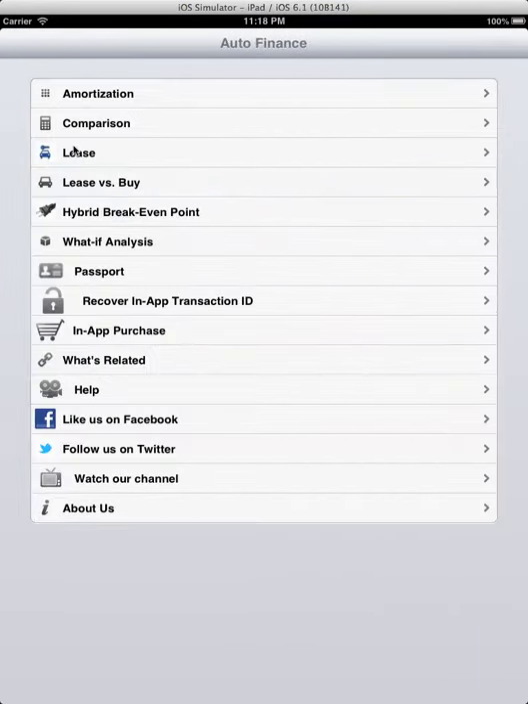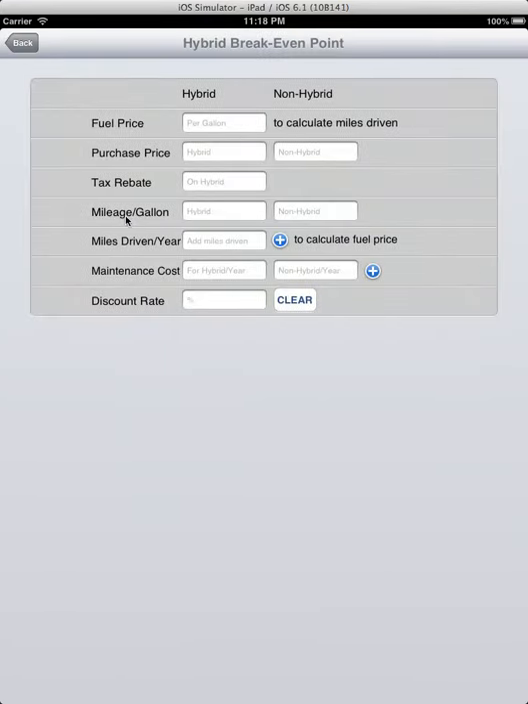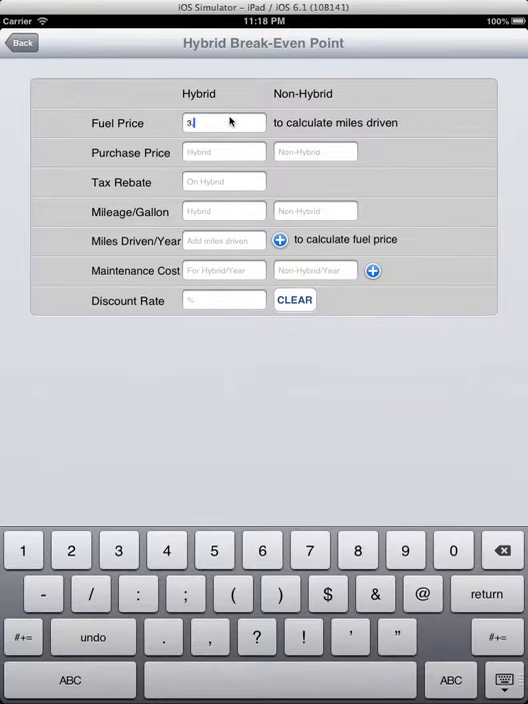And now let us analyze hybrid break-even point. There are two things we can calculate. One is the fuel price, another is the miles to be driven. Say fuel price is 3.7, purchase price is 37,000 versus 30,000. Now say rebate is 2,000 and mileage per gallon is 45 versus 35, and here miles driven we need to calculate.